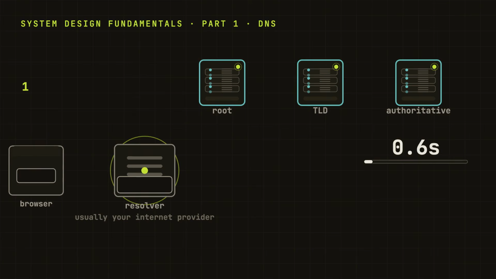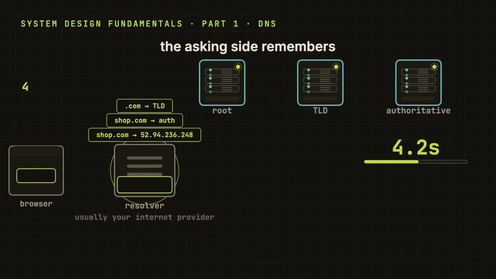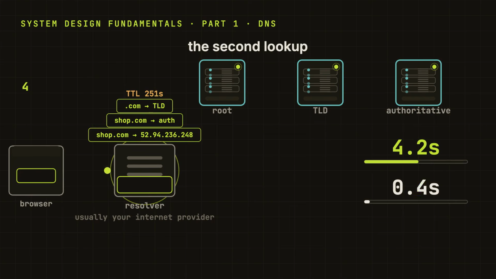Now, that sounds like a lot of steps, right? And it would be slow if it happened every single time. So, here is the important part. Everyone along that chain caches the answer, meaning they store it for some time and reuse it. And how long they keep it is decided by a value called TTL, time to live. So, the second person who looks up shop.com does not repeat the whole walk. They get the answer instantly from a cache. That is why DNS feels instant, even though a full lookup touches several servers.